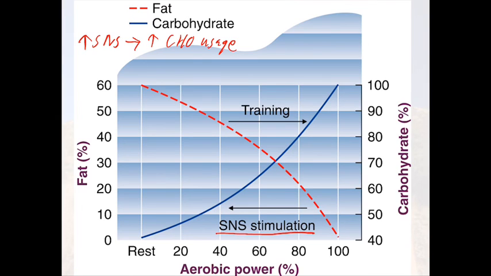So it makes sense because our carb usage gives us ATP faster, and so when we're under stress, we want to create energy as fast as possible to be able to move away from that stressor or avoid whatever thing might be threatening us, right? So as we train, and that's shown here, sympathetic nervous system stimulation goes down at any given absolute intensity. So that means at any given absolute intensity, we're going to be using more fat and less carbohydrates.